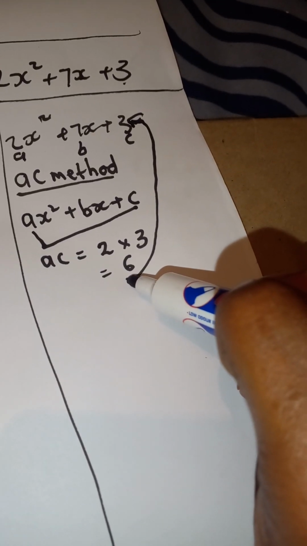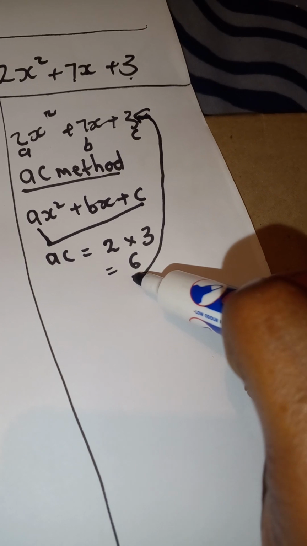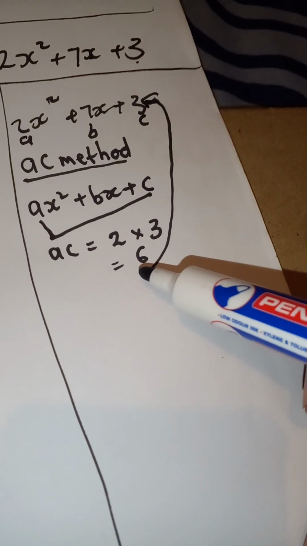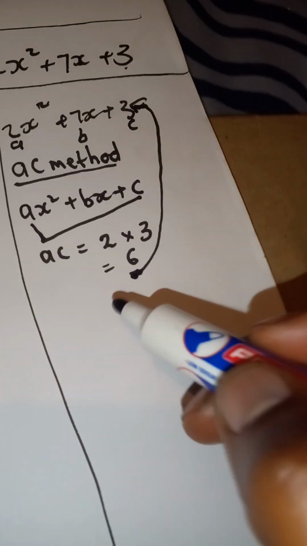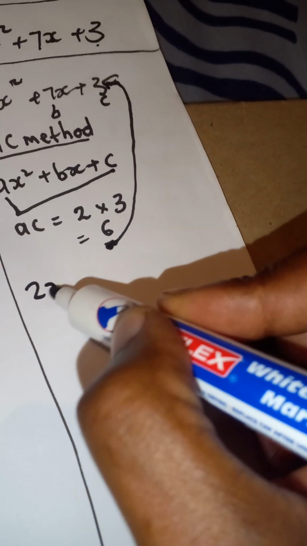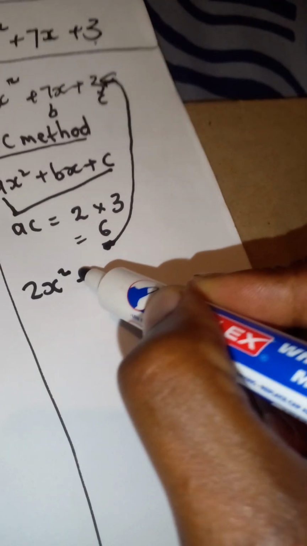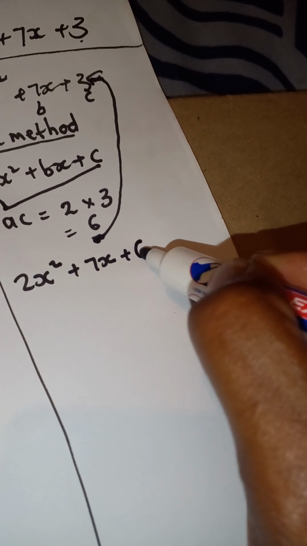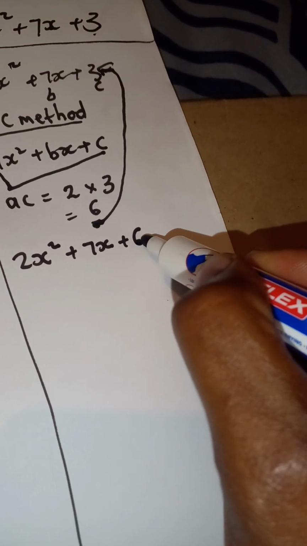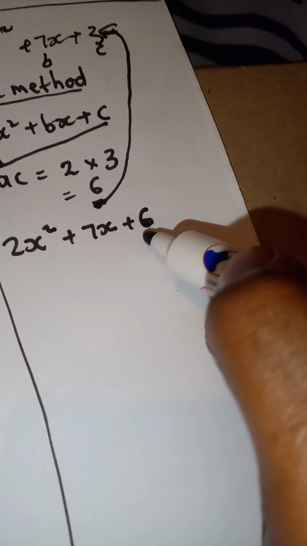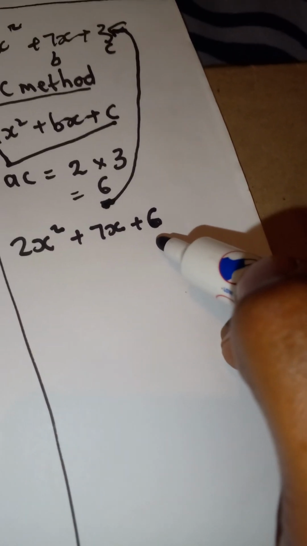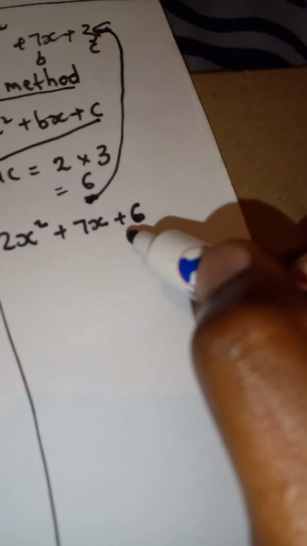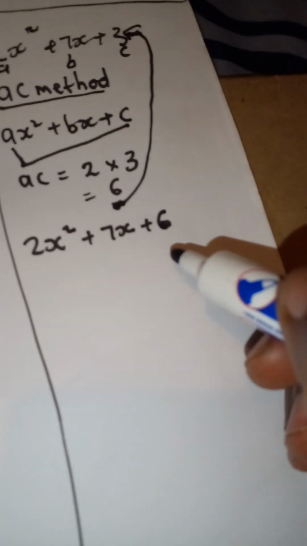That means with the AC method, we substitute the previous value of c with our new value. So we can rewrite this as 2x squared plus 7x plus 6. This is our new value of c, which now becomes 6. So that now we are able to change our value to become 6.